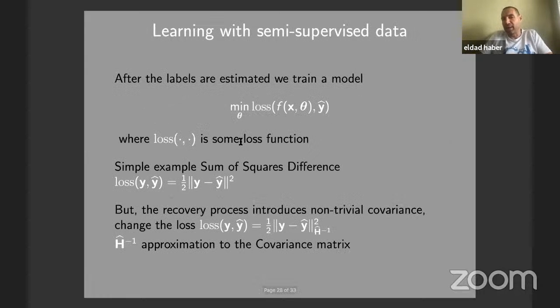Okay. The last part, which I'm going to talk less about, is now, assuming we learn this y hat, we need to train a network. So you basically come with your parametric estimation of the function if you want to do some predictions. And you can have a regularization term here, which I did not bother writing. But the idea is that you have a loss that depends on your function of x and theta and your estimated y. You can think about a simple sum of square difference, but there is a small problem here. It's not so small, actually, it's a big problem.